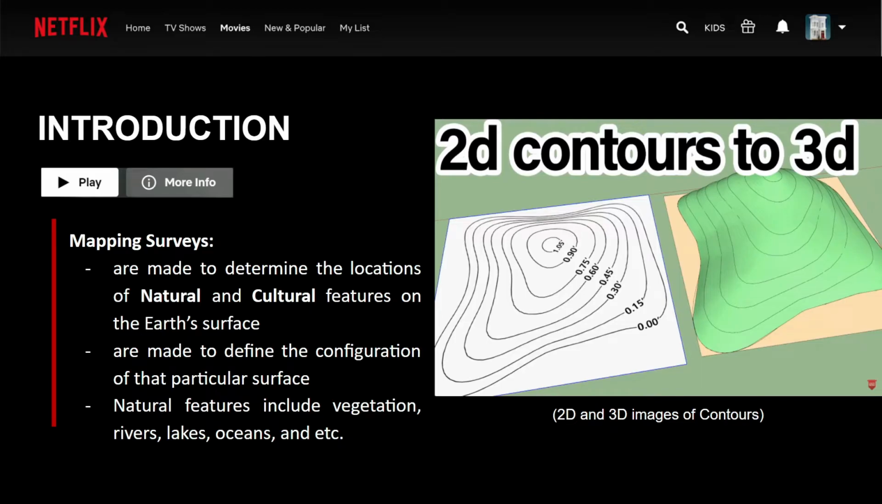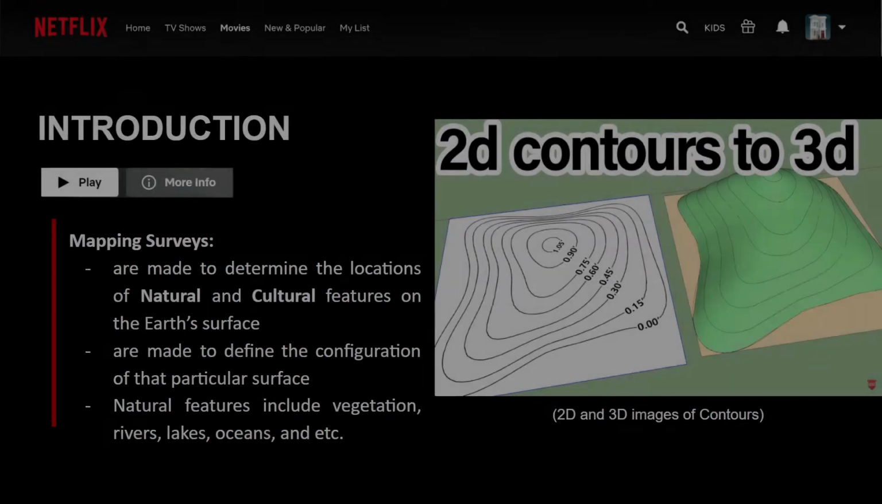Mapping surveys. These are made to locate natural and cultural features on the Earth's surface, and these features are made to define the configuration of that particular surface. Examples of natural features are vegetation, rivers, lakes, oceans. On the flip side, examples of cultural features are roads, buildings, urban development, boundaries, railways, and power transmission lines. Next slide, please.